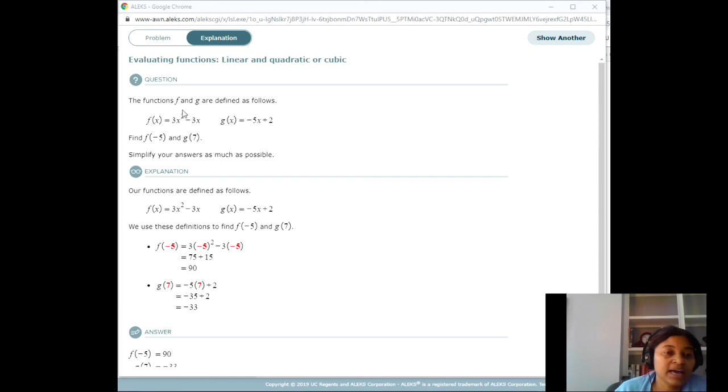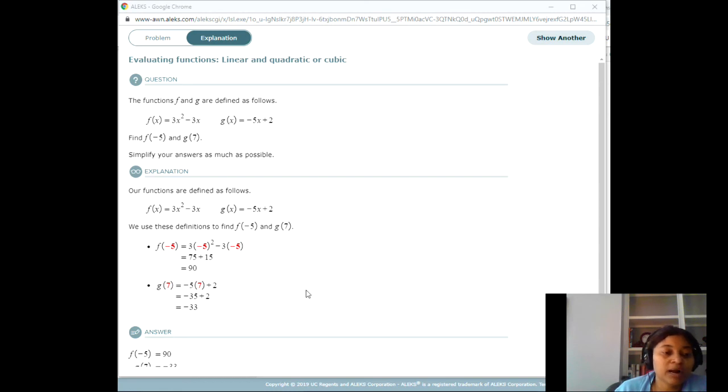Here you have g with an x beside it, and so where you see the problem here, like at the bottom it has a g, then you will replace this x with a 7. So here you have a -5, and then this x will be replaced with a 7 plus 2, and then you'll just simply work the problem out.